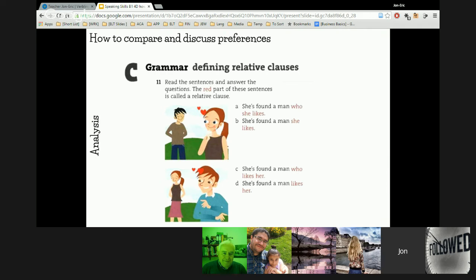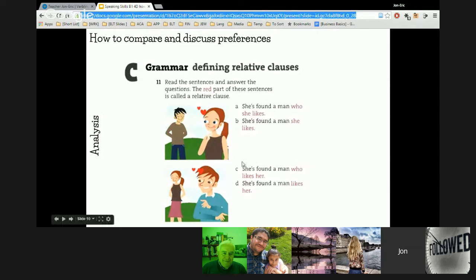I want to be clear about this. When you don't have who, the relative pronoun that creates a relative clause, you can take it out. It's possible. So in B, it has been taken out. Okay? Now, it's not quite as simple as it seems. So I want to give you an example before we run out of time.